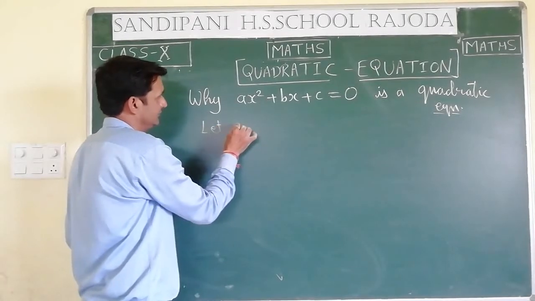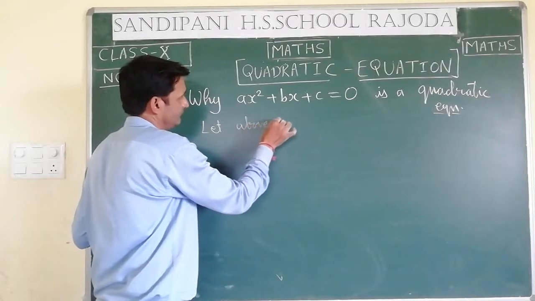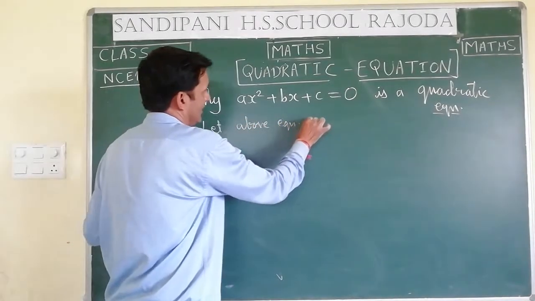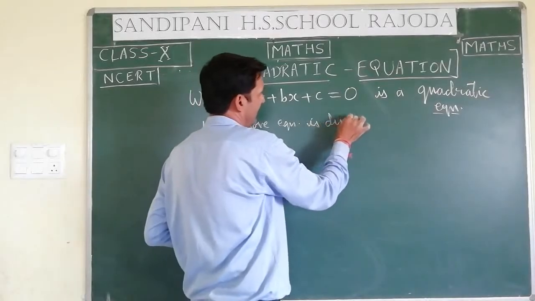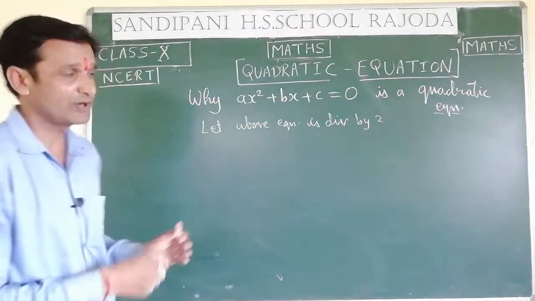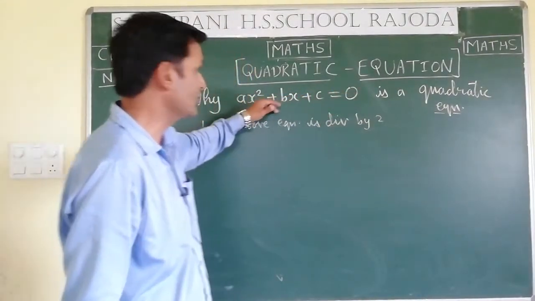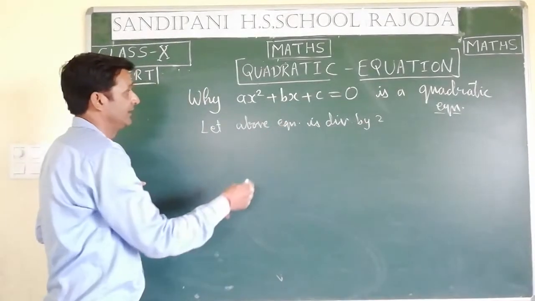So let above equation be divided by a. Above equation is divided by a means it is understood that we have to divide RHS also and LHS also by a.